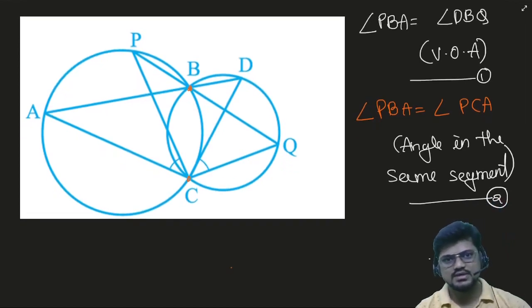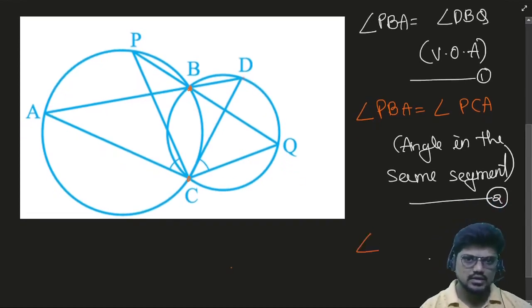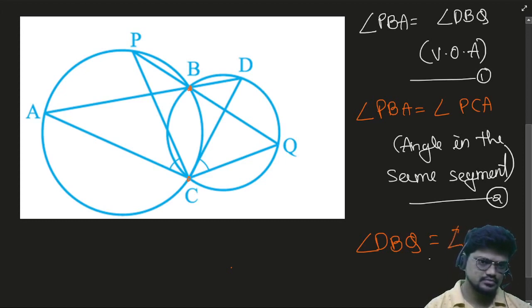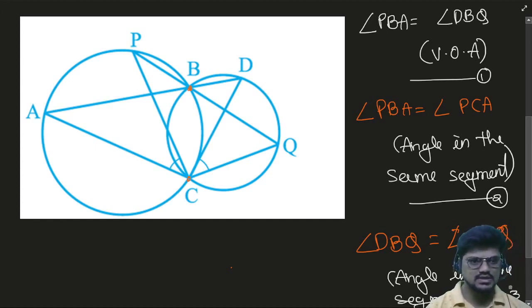Also, can I say angle DBQ is equal to angle DCQ? Yes, sir. Again, what would be the reason? Angle in the same segment. Angle in the same segment again. And if I say this is 3.